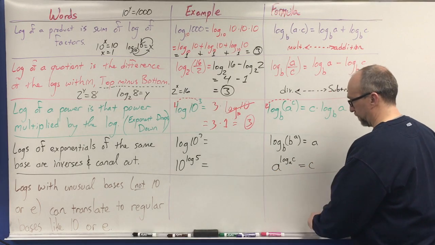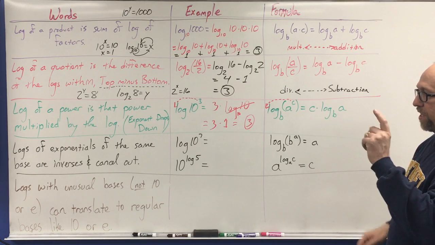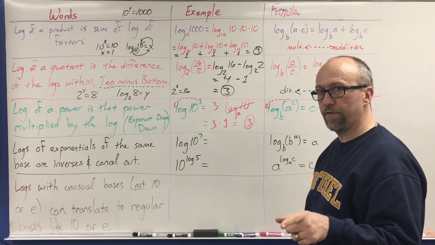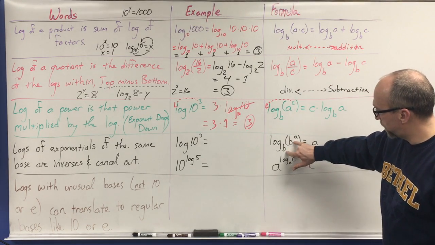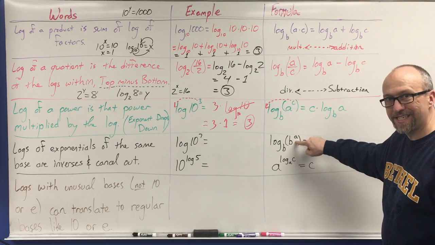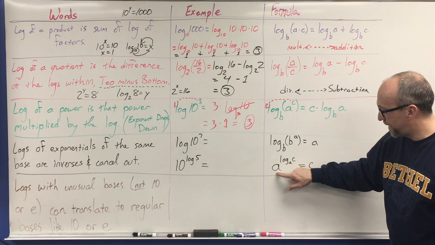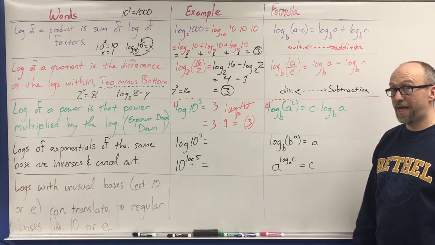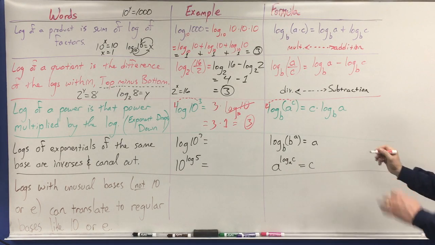Okay, here we go. 2 more rules. Logs of exponentials of the same base are inverses and they cancel out. So in other words, check out that base. The base of the log and the base of the thing that is inside the parentheses, those match. Same thing here. The base is a and the base of the log is a. They match.